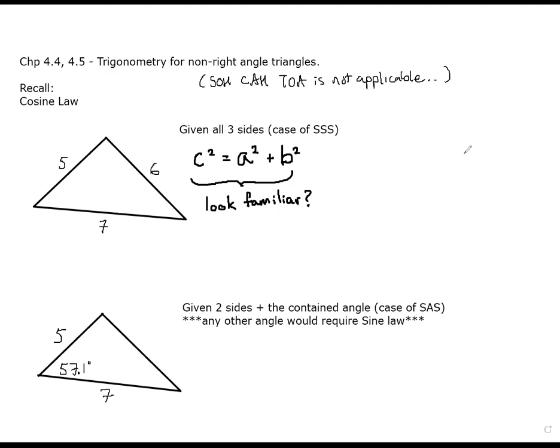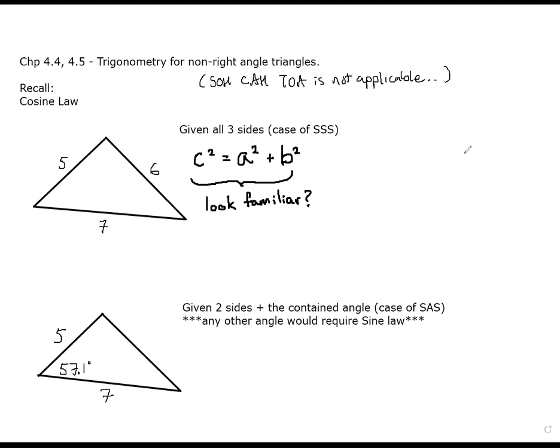Here we go. Given all three sides or given two sides and a contained angle is the only situation we can use this thing called the cosine law. Please remember that. If you are ever confused, be able to at least visually pick up the cues. If you have a triangle and they give you all three sides, in other words, SSS, cosine law will help you find some unknown piece. In this case, it can help you find any of the angles.